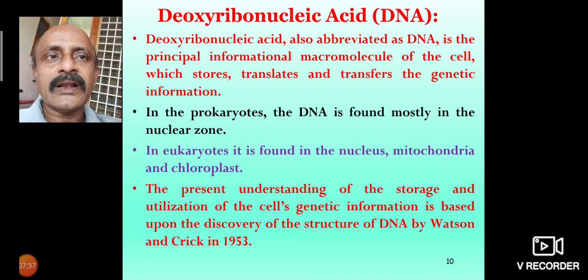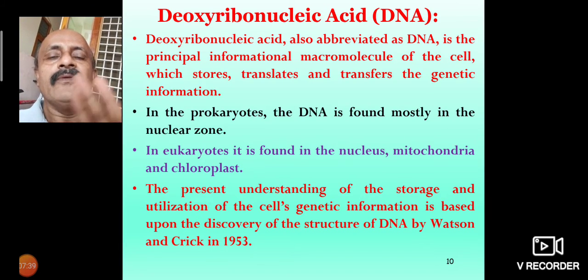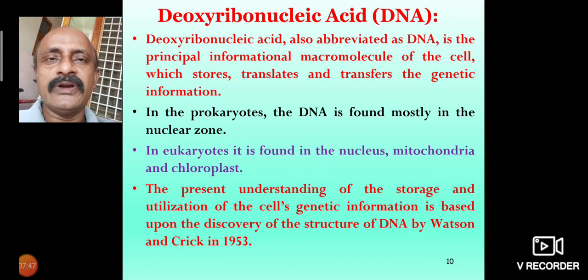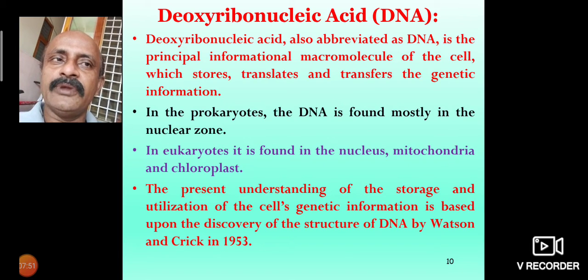Hereditary characters are passed from one generation to the next generation of the cell, which stores, translates and transfers the genetic information. The information is translated into new DNA formation, and inherited characters are transferred from one generation to the other.